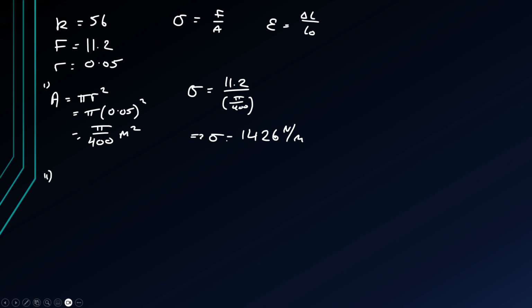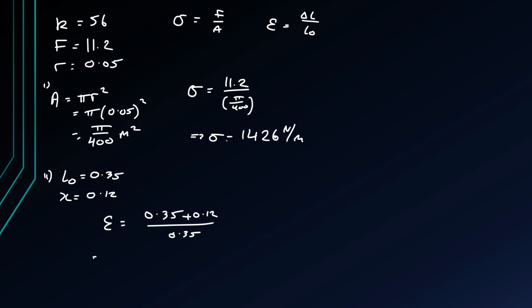Part 2 tells us to find the Young modulus given L0 is 35 centimeters, so 0.35. Now it's stretched at x equals 0.12, and so epsilon is going to be the change in length over the natural length, which gives us a 1.34. Remember, the unit is dimensionless.